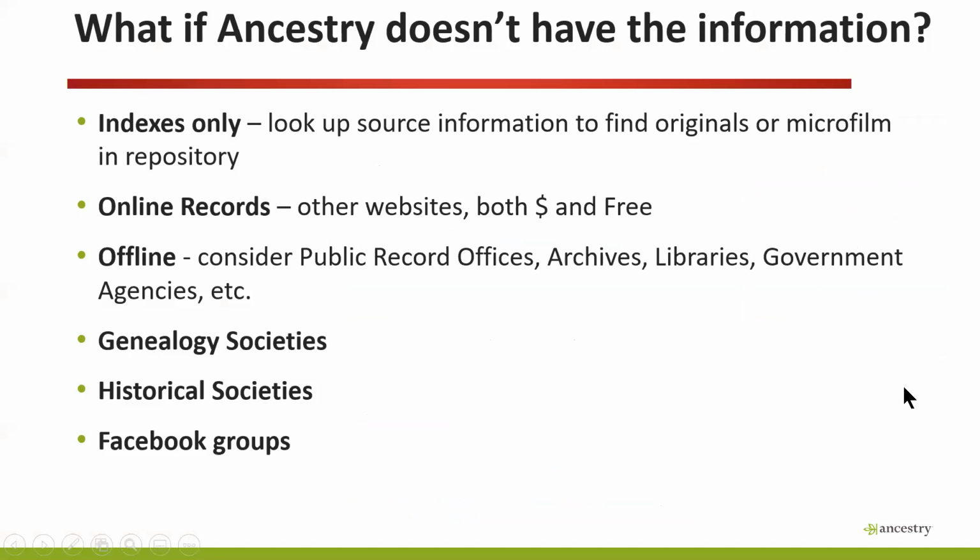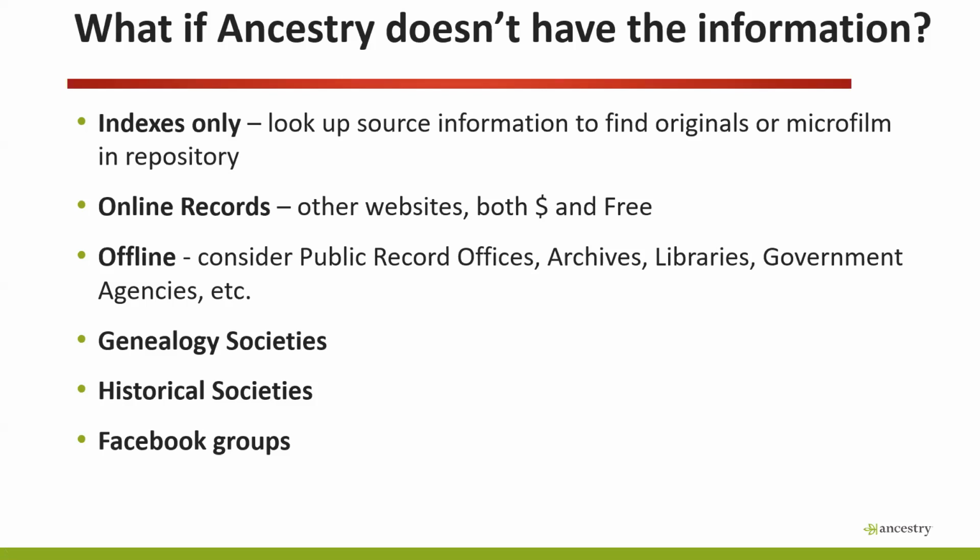What if Ancestry doesn't have the information? Ancestry has worked a lot of partnerships with many, many different societies, Family Search, and the governments of Canada and provincial governments, churches, genealogy societies. Some of our information is index only. So you need to look up the source information to find the original. Always try and hunt the original down, or that microfilm copy in the repository where we got it from.